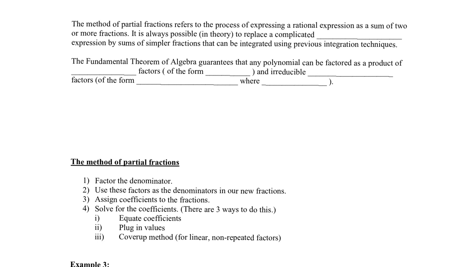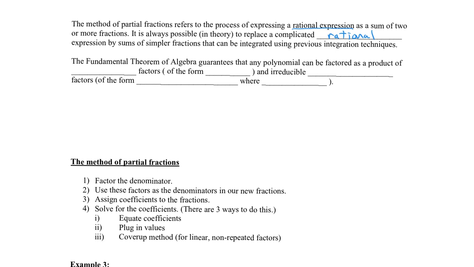So the method of partial fractions refers to the process of expressing a rational expression, remember, a rational expression is just a polynomial divided by a polynomial, as a sum of 2 or more fractions. And it's always possible in theory to replace a complicated rational expression by sums of simpler fractions that can be integrated using previous integration techniques. It says it's always possible in theory, because for some of these rational expressions you would need software to simplify them. But we're not going to run into anything like that. Ours are all going to be factorable with normal techniques.